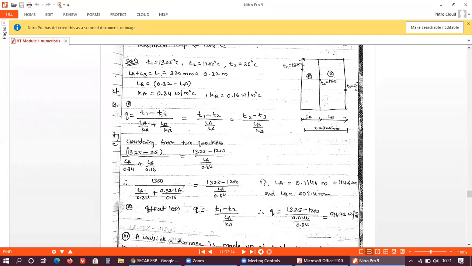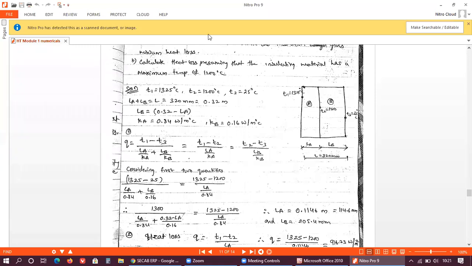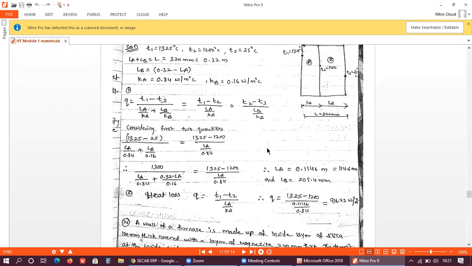So this is how you need to calculate this LA and LB. We have calculated LA and LB with this expression. Okay. Now we need to calculate one more parameter, that is the rate of heat transfer. As you can see here, calculate the heat loss presuming that the insulating material has a maximum temperature of 1200 degrees Celsius. So we need to calculate Q here. Out of these three equations, either you go with this expression T1 minus T2 divided by La by Ka, or you can go with this expression T2 minus T3 divided by Lb by Kb.